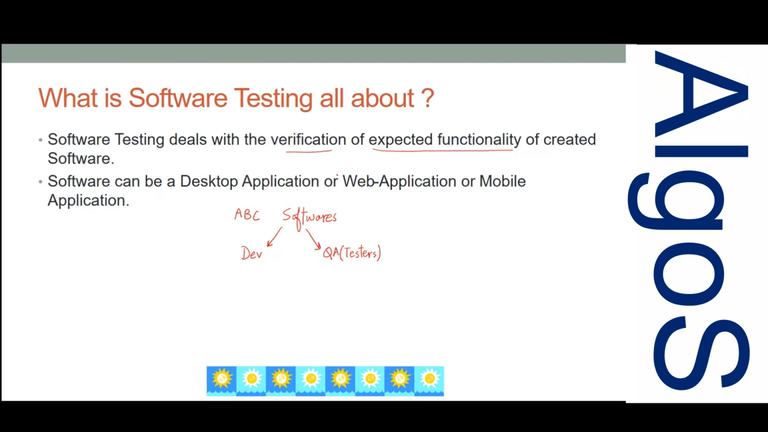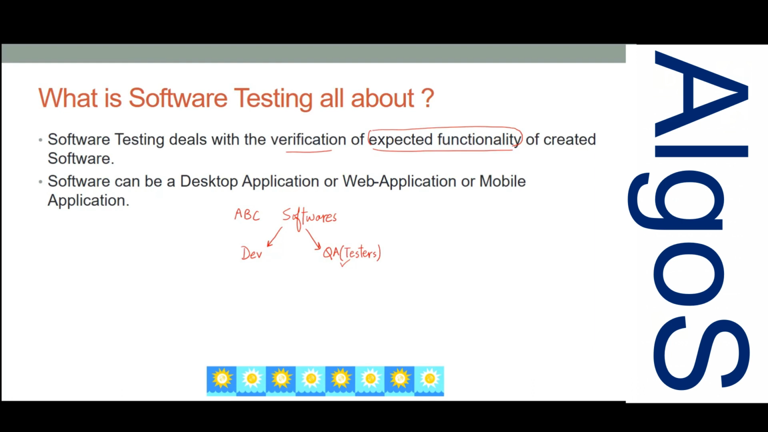So software testing deals with verification of expected functionality. Now, what do we mean by verification of expected functionality? We're going to talk about the work which is done by the QA team. Ultimately, when we have to enter a software company, our target is going to be to enter the QA team, not the development team.